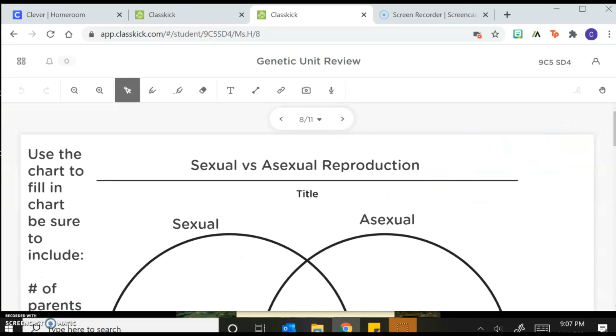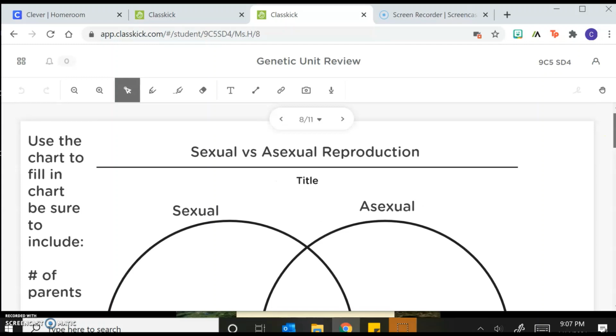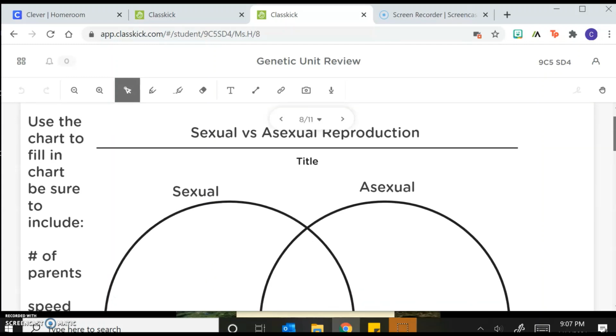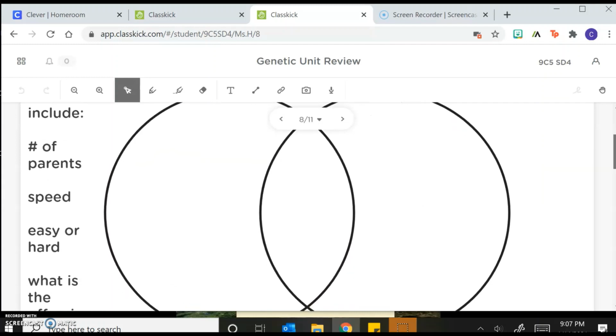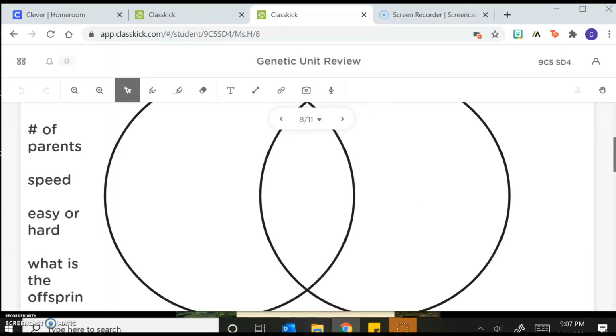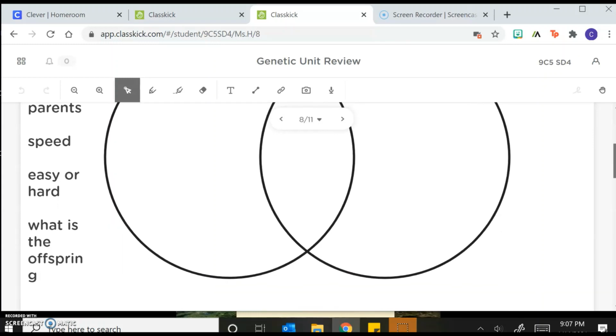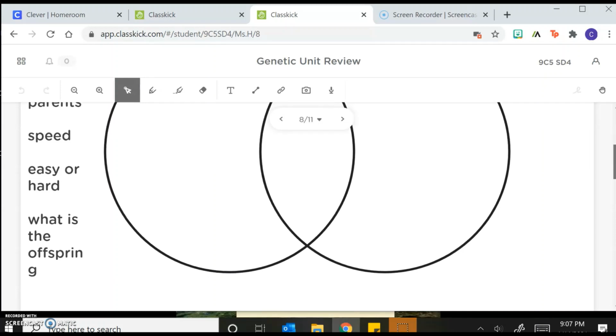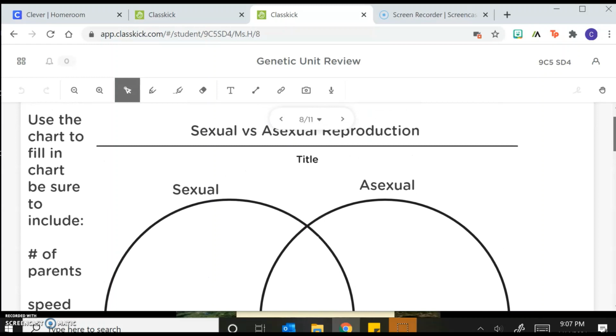All right, we are on sexual versus asexual reproduction. So we are all the way up to last Thursday, a week ago. Now I asked you to use the chart to fill in the chart. Be sure to include the number of parents, how quickly it happens, the cell structure, if it's easy or difficult to do, and if the offspring is a clone or if it's identical. So I'm going to use my type tool, and I'm going to answer all of those questions about sexual in a row, just to keep it easy for me.